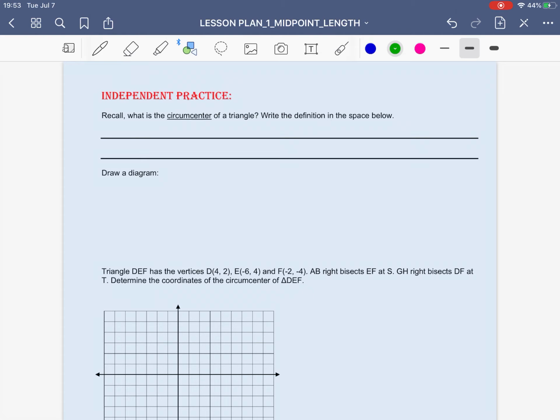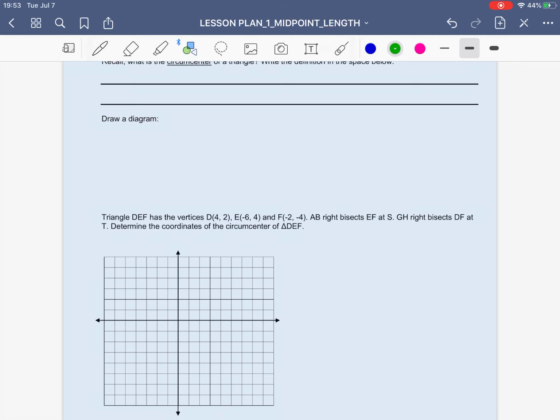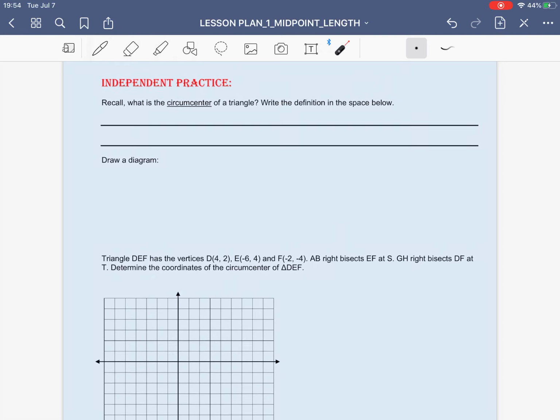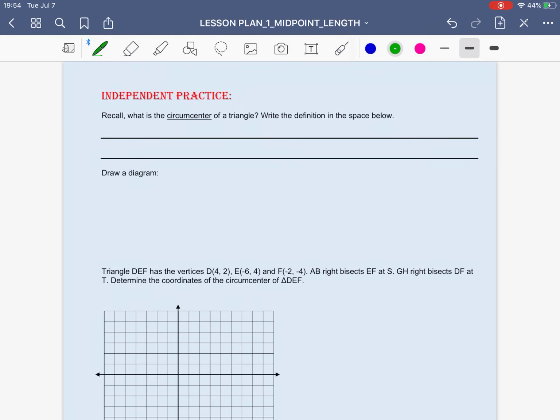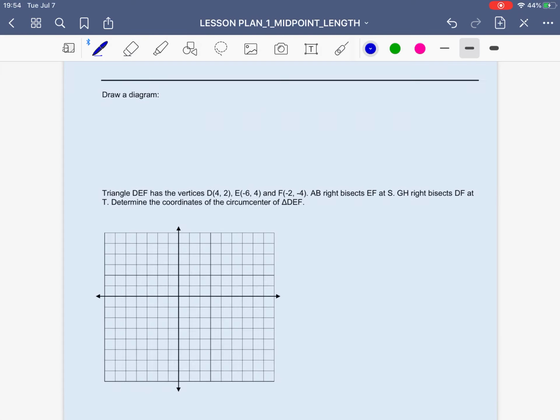Now, your independent practice in here is about finding the right bisectors, two of the right bisectors in this triangle, right? You're given the vertices and you're given the names of each right bisector, and you have to find the coordinates of the circumcenter. Remember that the circumcenter of the triangle is where all the right bisectors intersect. Okay, so that's the definition of it.